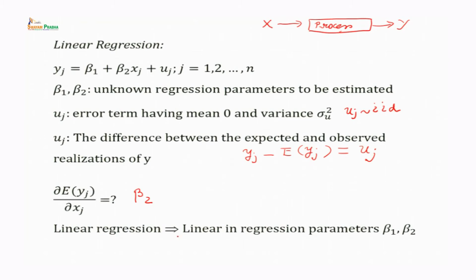Then in linear regression, what do we mean by linear regression? It is linear in regression parameters beta 1 and beta 2. It may be non-linear in x j, means your relationship may be of this type: y j equal to beta 1 plus beta 2, say log x j plus u j. This is also a linear relationship, although this relationship is non-linear in x j, you have log x j here, but it is linear in beta 1 and beta 2. So, this is also a linear regression.